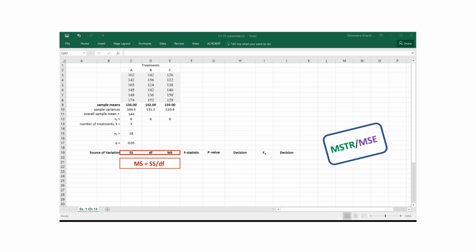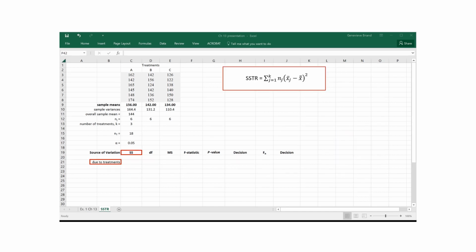Both are computed by dividing the sum of squares by their degrees of freedom. So next we look at how to compute those. So starting with SSTR, sum of squares due to treatments. Looking at the equation, we are computing the sum of weighted squared deviations of sample means from the overall mean. So across treatments or between treatments estimate.